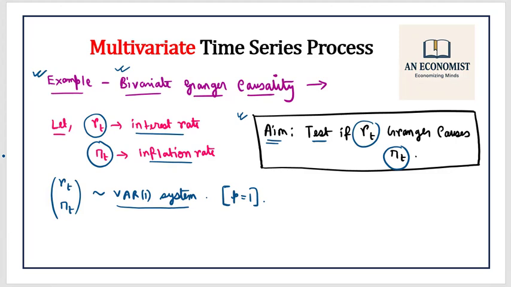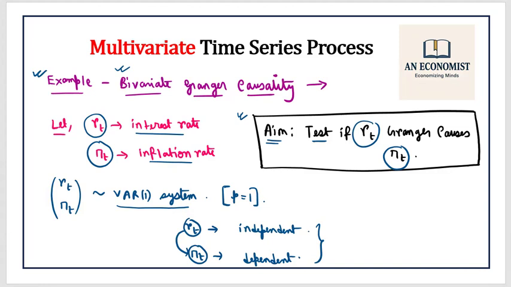So firstly, understand what is the dependent variable and what is the independent. Can you pause the video and think what is RT and what is pi t in our context? We want to know whether RT is Granger causing pi t. So here RT is our independent variable and pi t is our dependent variable. This distinction matters a lot because that will give you the restricted and unrestricted equation.